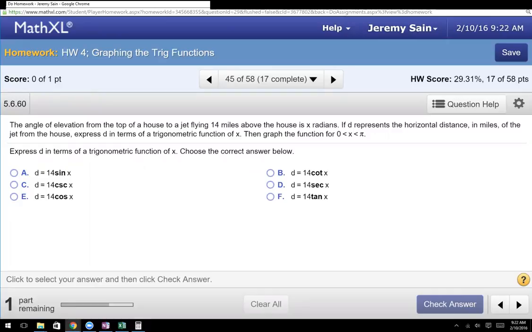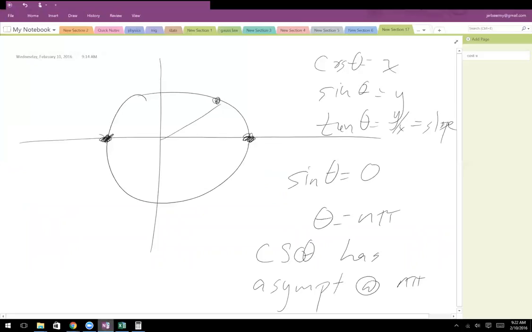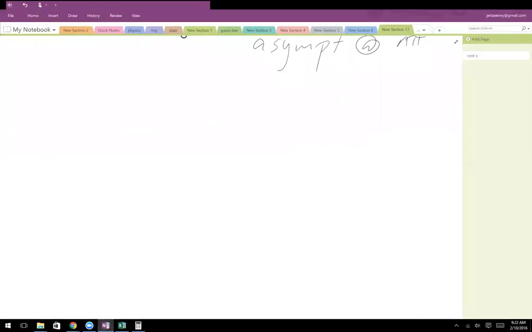So the angle of elevation from the top of a house to a jet flying 14 miles above the house is x radians. If d represents the horizontal distance in miles of the jet from the house, express d as a trigonometric function of x, then graph the function. So, here's a house.